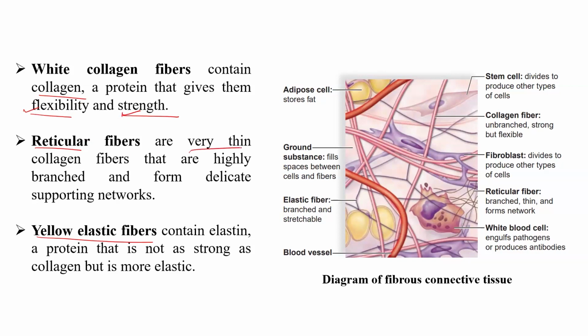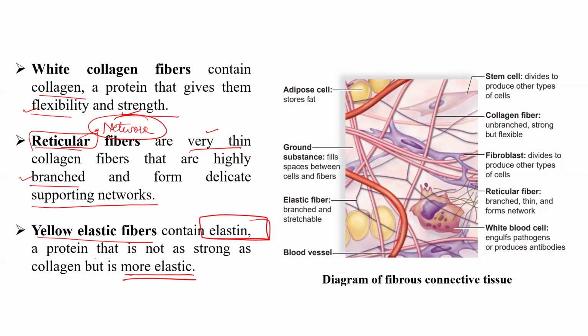Reticular fibers are very thin collagen fibers that are highly branched and form delicate supporting networks. The name itself suggests it: reticular means network-like structure. The next is the yellow elastic fiber that contains elastin, not collagen. It is a protein that is not as strong as collagen, but it is more elastic. So wherever elasticity is required in the tissue, usually it is the yellow elastic fiber which is present.